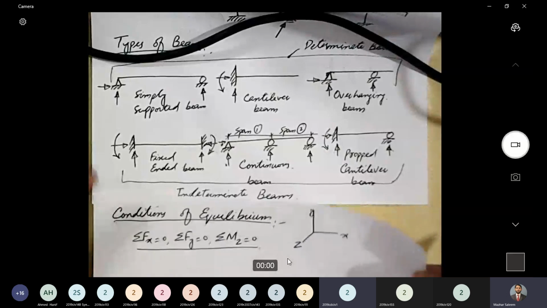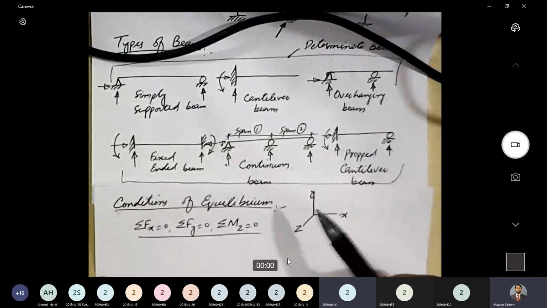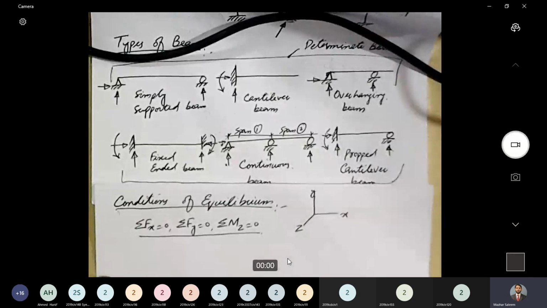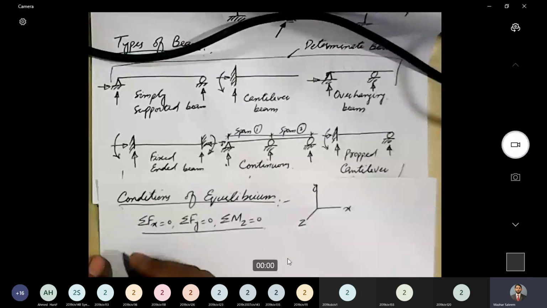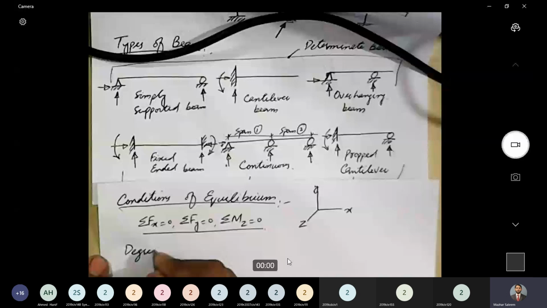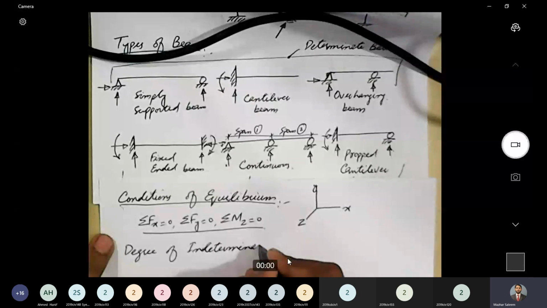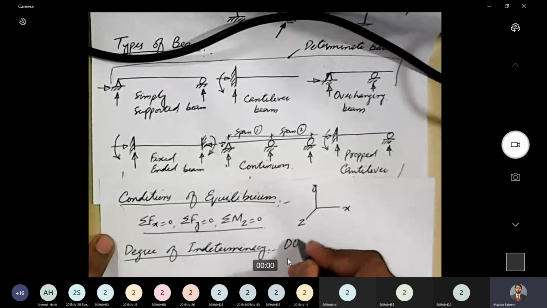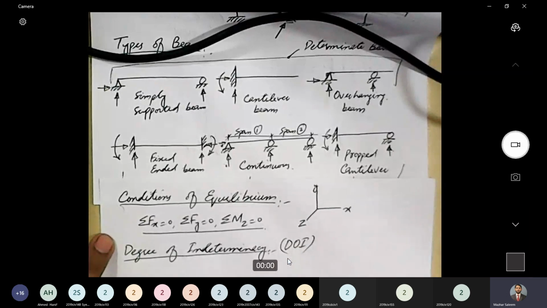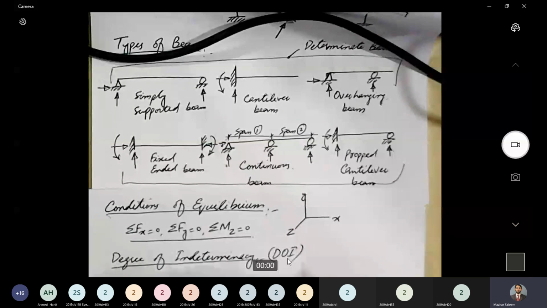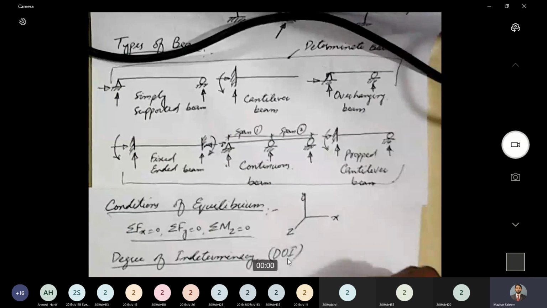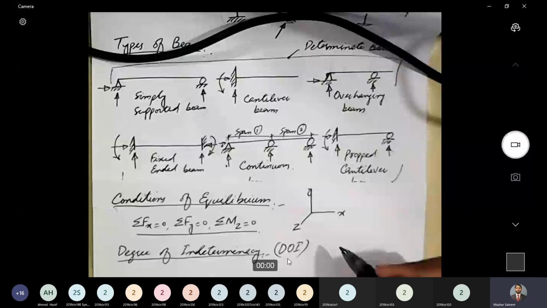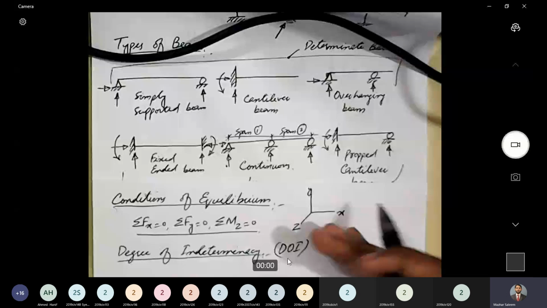Okay, you're welcome. And then with this determinate and indeterminate beam, another concept comes that is called degree of indeterminacy, which I will abbreviate as DOI. Now, what is degree of indeterminacy? Degree of indeterminacy is the difference between the number of unknowns and the available number of equations.